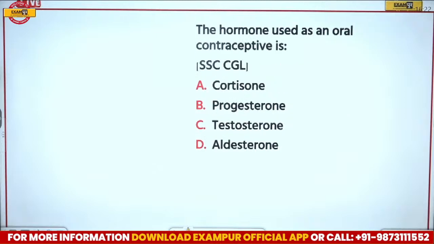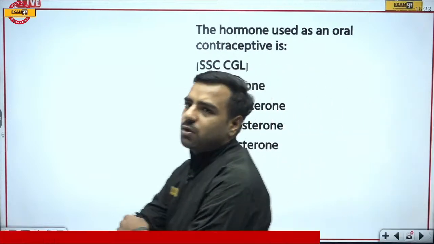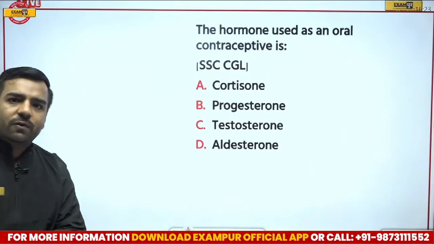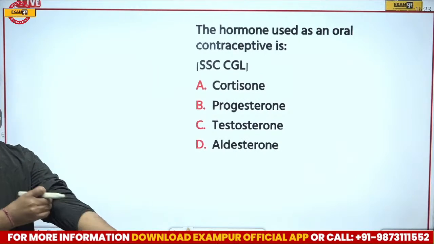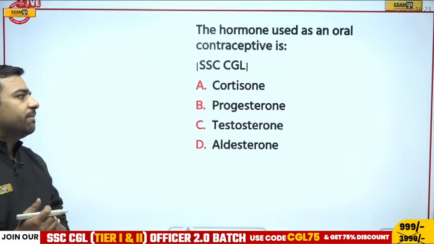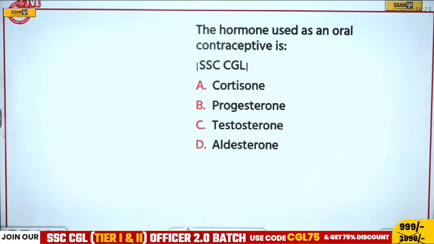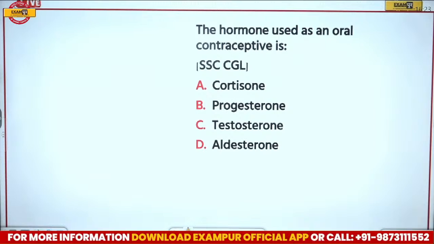Next, the hormone used as an oral contraceptive is dash. So we have 4 options here. Now this question is from the hormones part. And yes, obviously it was asked previously. So let's see who can answer this. The hormone which is used as an oral contraceptive. So it is what? Is it cortisone, progesterone, testosterone or aldosterone? What is the correct answer here? Who will answer this? So let's see who will be the first one to answer this.